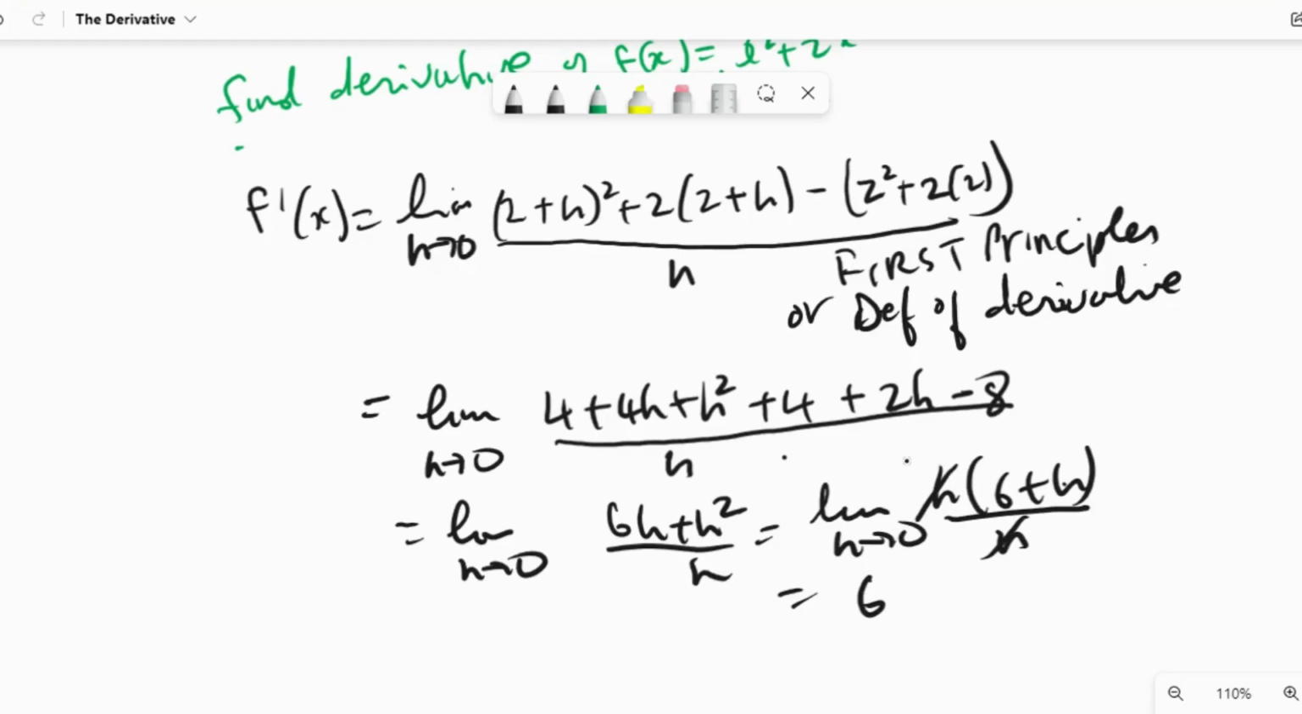Okay, so now what we know is the slope of the tangent is the same as the instantaneous rate of change. It is the same as the derivative.